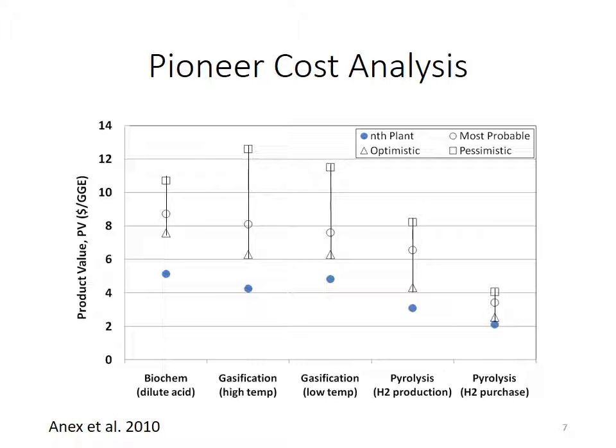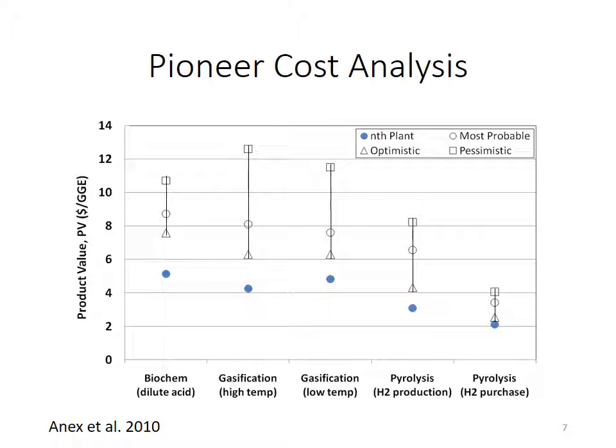Well, the challenge is that when you build a facility for the first time, you're going to encounter much higher costs than the estimates for a mature design. We've done some pioneer cost analysis which allows you to estimate what that premium on that first facility will be. What this chart shows, in blue dots, is the estimate of the mature plant design cost, and the range of possible values for facilities that will be built today based on that design.